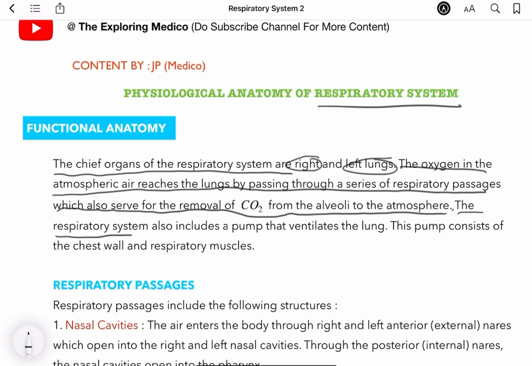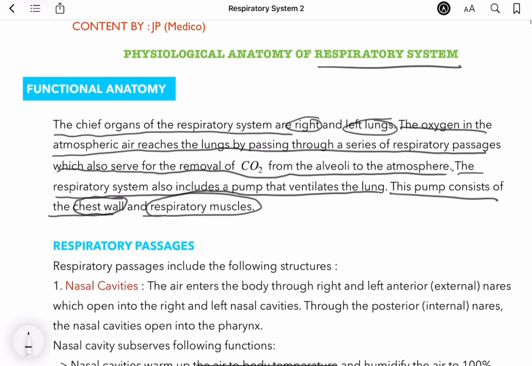The respiratory system also includes a pump that ventilates the lung. This pump consists of the chest wall and respiratory muscles. Remember this. Ventilation is done by a pump that is attached to the chest wall and respiratory muscles. There are two types: inspiratory respiratory muscles and expiratory respiratory muscles. You will learn this in the later topics of this chapter.